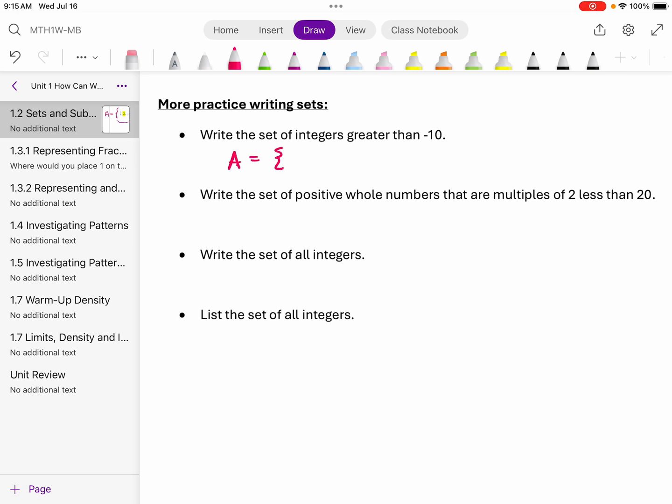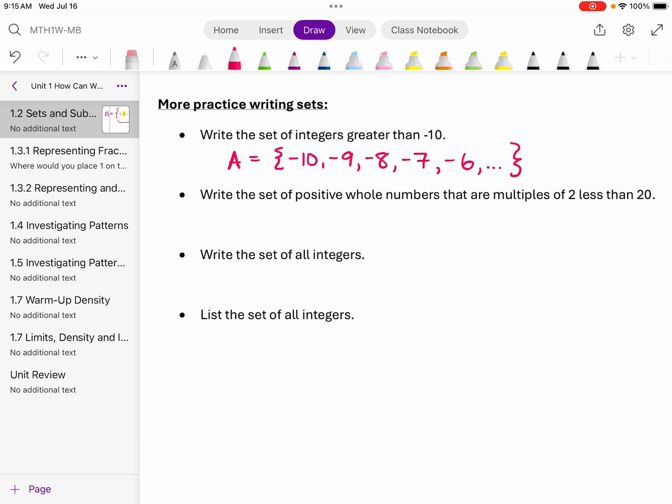So the set of integers greater than negative 10. If I look at this, I've got negative 10, negative 9, negative 8, negative 7. The thing is that this set could go on forever and ever. And I don't want to have to write those all out. So when I get stuck writing them on forever and I'm following a pattern, I'm going to use ... to show that that pattern continues in the same way.